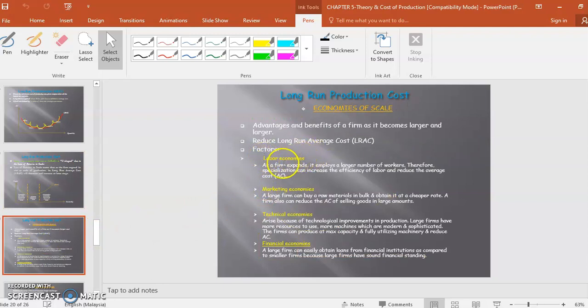First is labor economies. As a firm expands, it employs a larger number of workers. Therefore, specialization can increase the efficiency of labor and reduce the average cost. Normally, a big firm hires a large number of workers, kan? Contohnya Proton, dia hire ramai pekerja. Bila ramai pekerja, Proton ada buat specialization. Ada banyak department: ada department pasang tayar, ada department pasang cushion, ada department pasang rangka kereta. So masing-masing pekerja ada task dia, specialize dalam tugas dia.